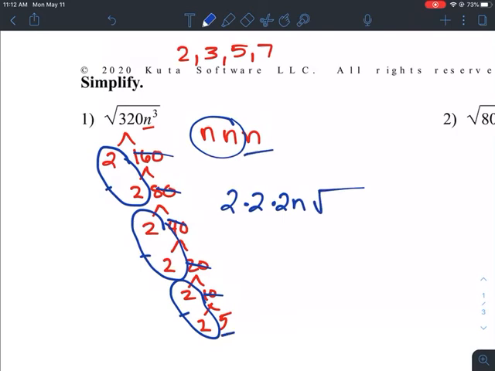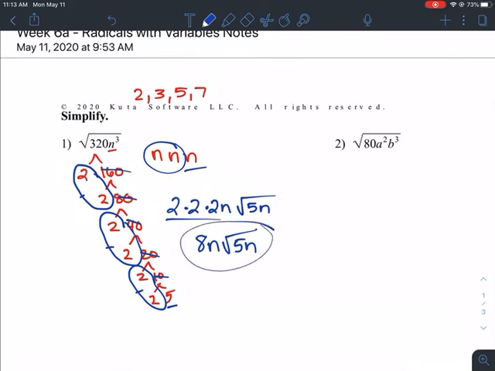then my leftovers are a 5 and an n. So now I just got to put these together, and I get 8n, because 2 times 2 times 2 is 8, and then 5n on the inside. And then that's your answer.